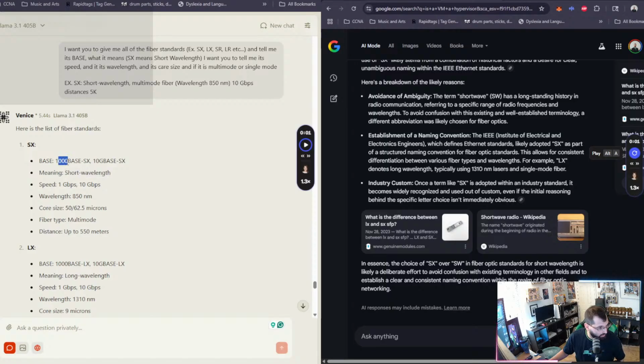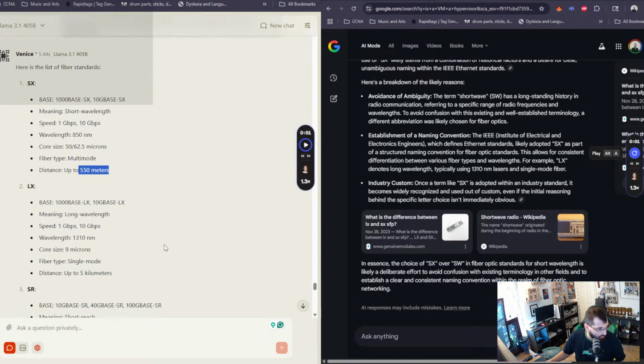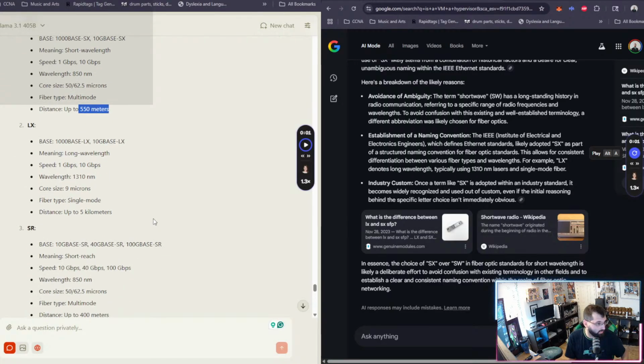So 1000BASE-SX to 10GBASE-SX. That means this is short wavelength, speed 1 gigabit to 10 gigabits. The wavelength is 850. Core size is big, so this is multi-mode, and it's easy to tell that it's big because the single mode is like a single digit. Distance is up to 500 to 550 meters. LX stands for long wavelength, which means the wavelength is the distance between each hump in the wave.